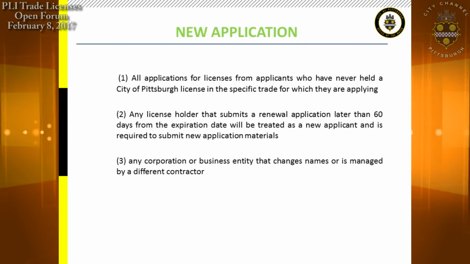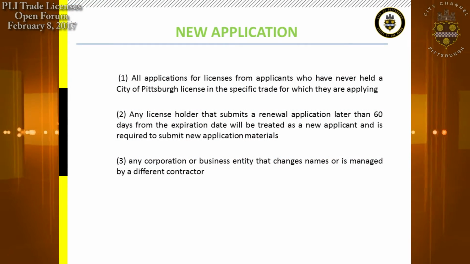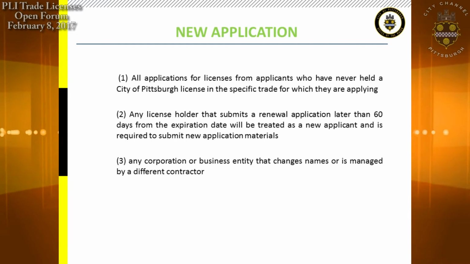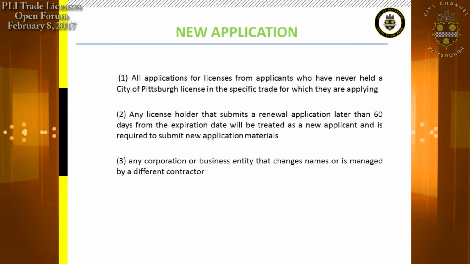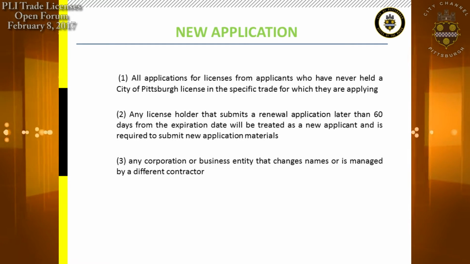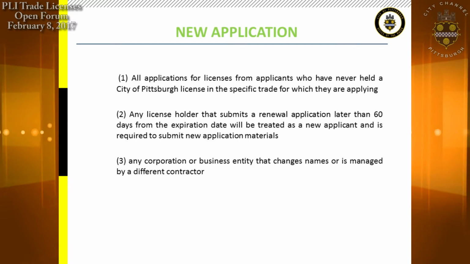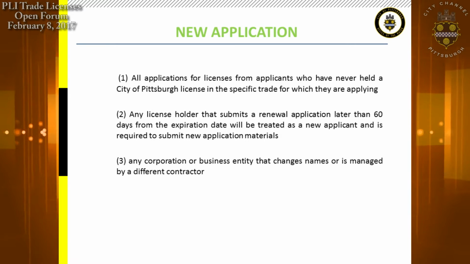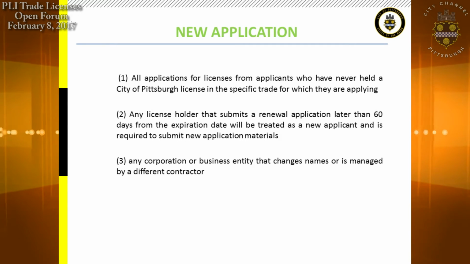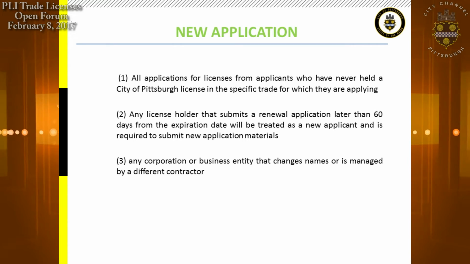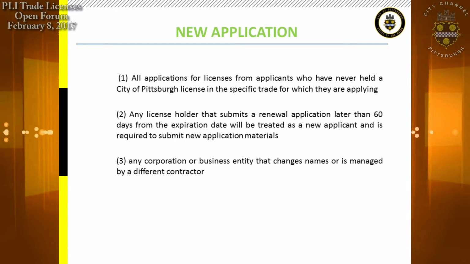Now, for new applications, there are 3 types of scenarios that we normally see. Either you never held a license from the city for that type of trade that you're applying for; or any license holder that submitted the renewal application more than 60 days after the expiration date, which would be considered a new application as well; or any corporation or business entity that changed names or changed to a different contractor. This is very, very important.